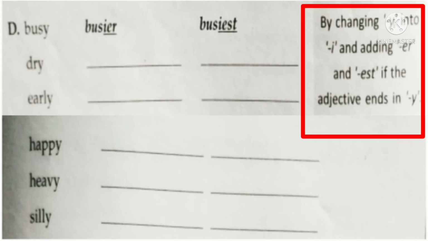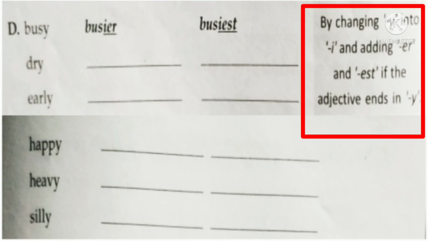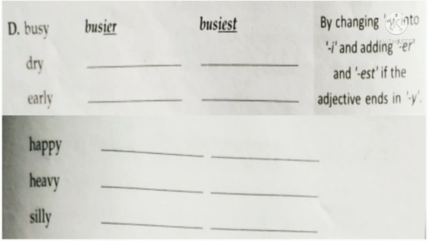y and we add I in place of y, then we add er to the comparative degree and est to the superlative degree. Okay, as you can see that to form the comparative degree of the adjective busy, we have removed y, and in place of y we have added I, and then we have added er to the comparative degree and est to the superlative degree.